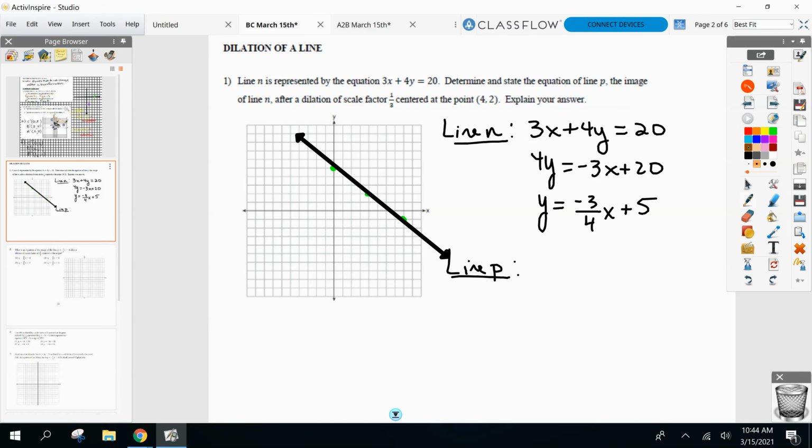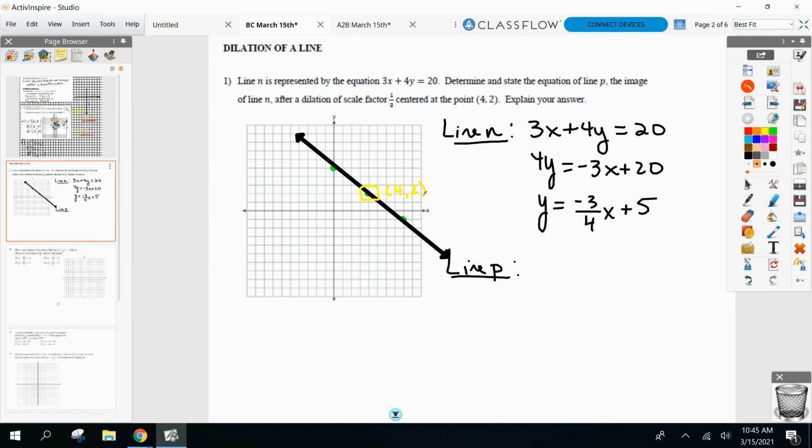So how do I dilate this line? Because it's certainly not getting smaller. Lines don't get smaller or bigger. They just go on forever. Wait a second. We're going to dilate it around (4, 2). Take a look at the point we're going to dilate it around. (4, 2). Anybody want to tell me anything about (4, 2) in this case? Where is it located? It's on the line, isn't it?